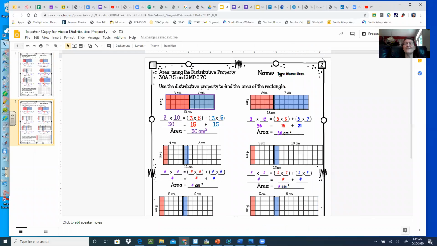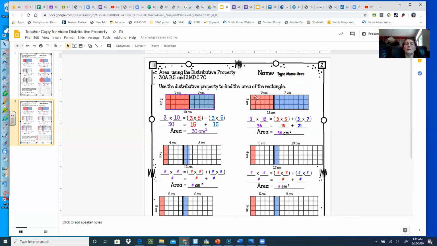Okay, so we are now on slide number 2, and I'm just going to do one of them with you. So let me decide which one. These are not the exact same problems that were on the previous slide. I don't know if it'll let me stretch it. Nope, it won't, but they're similar. So this was 3 rows of 10. The red side is a 3 by 5 and a 3 by 5. You notice that it's almost cut right in half. 3 times 5 is 15. 3 times 5 is 15, for a total of 30 centimeters squared.